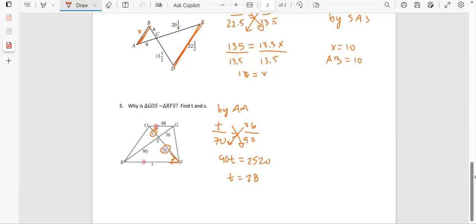Now that I found T, if I wanted, I could use that in my next proportion. Or I could just go back to what I had before, knowing that I have S over 48. Because I'm starting with triangle RFS this time, if I want to use my same ratio, my same 90 and 36, I would put 90 on top. Then S is 120.